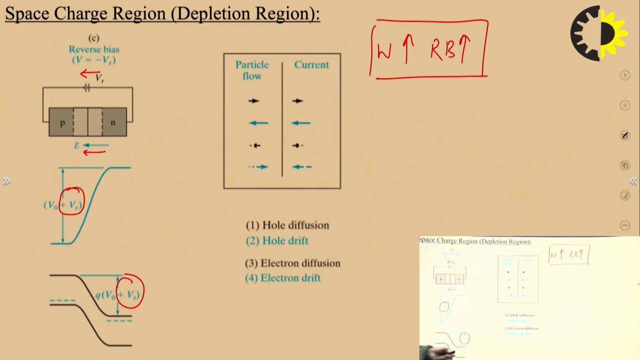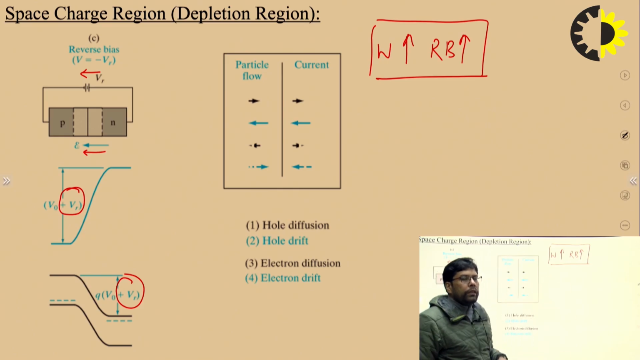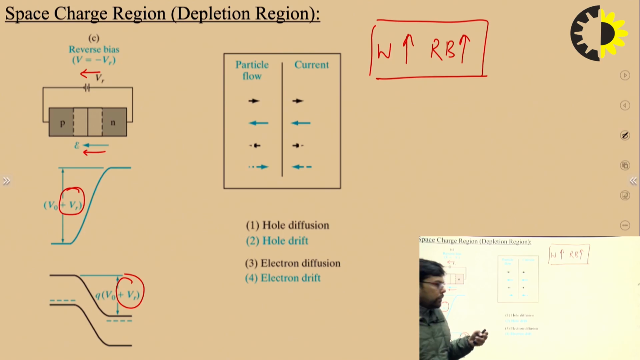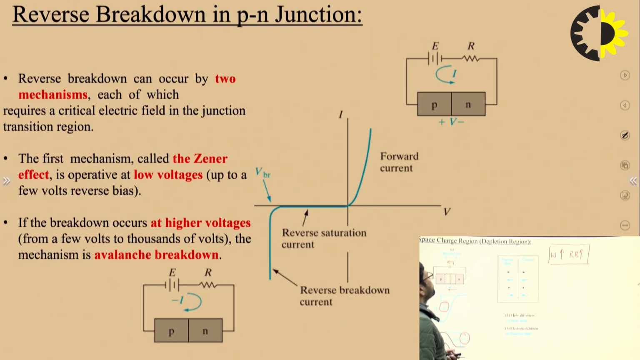So at last I will conclude the biasing concept over the depletion region. The depletion layer will decrease when you increase the forward bias voltage, and if you increase the reverse bias voltage, then we have an increment in the depletion layer width.